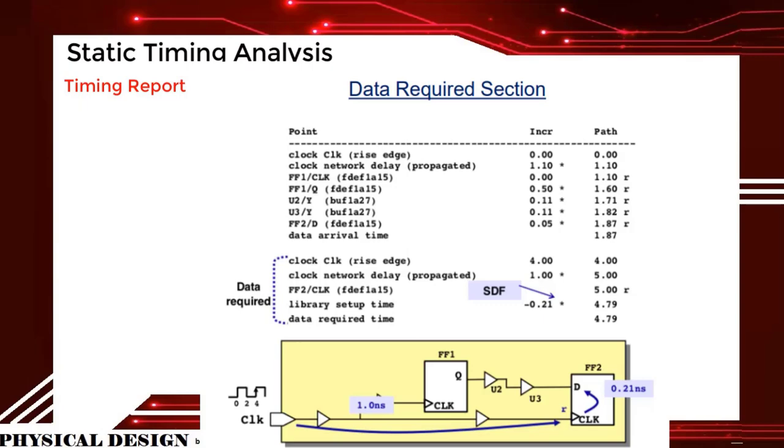I'll discuss them one by one. Star is for standard delay format back annotation. An incremental delay number shows that the delay number is calculated with the resistor capacitor, that is RC network back annotation.